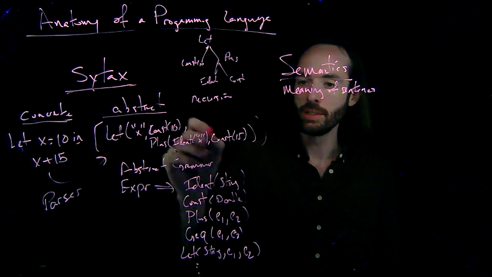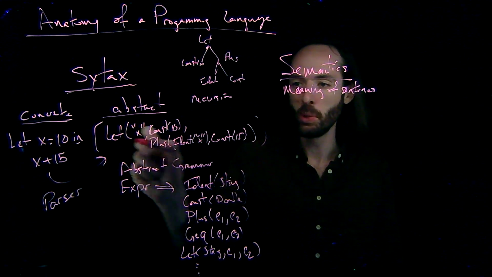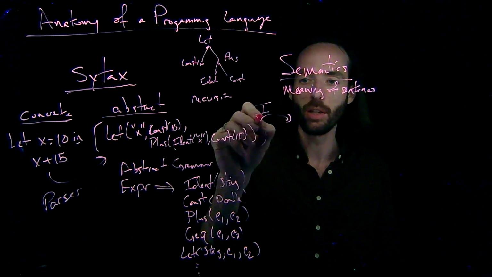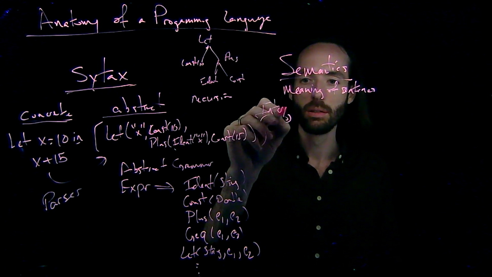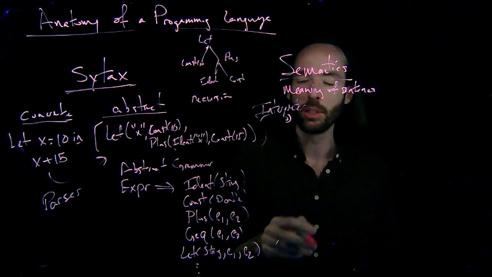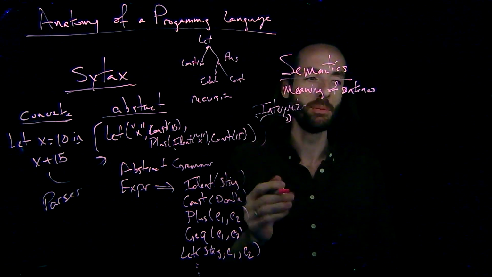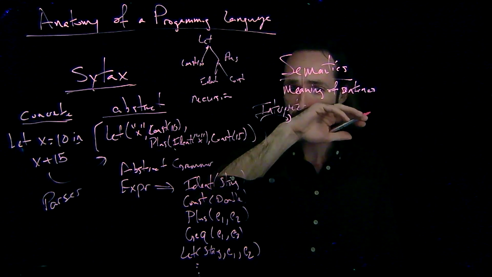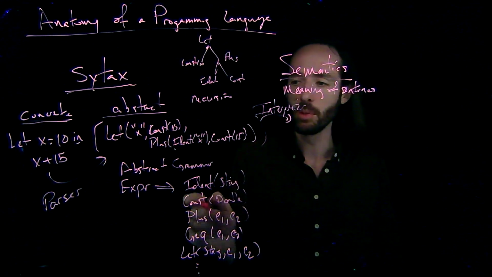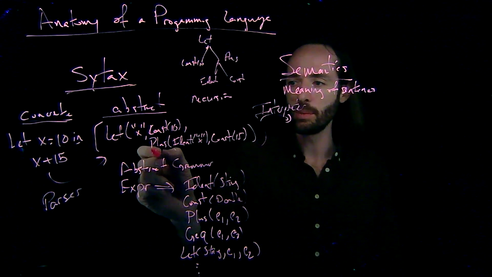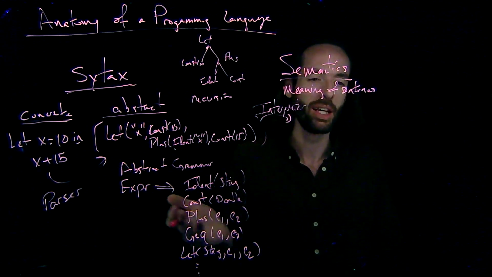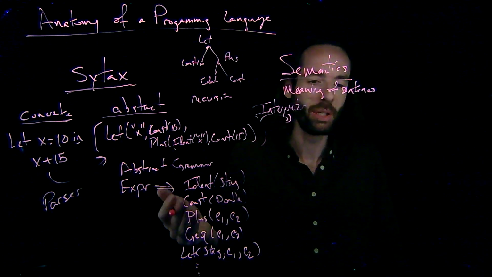So once we have a sentence like this in a computer readable form, what do we want to do? Well, we want to interpret or evaluate it. This is done by an interpreter, and we're going to be spending most of our time on the interpreter side. So what does that mean? It means that we have to have rules that say, when I see something like plus of ident x and const 15, what do I do? What does that mean to me?